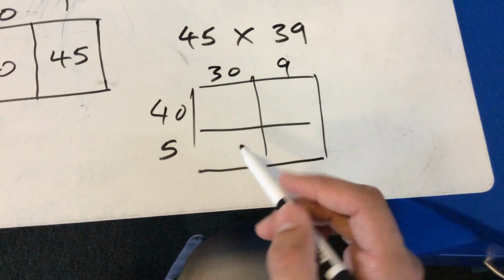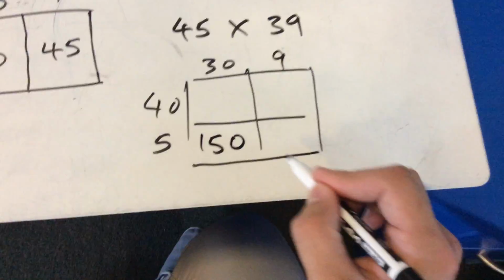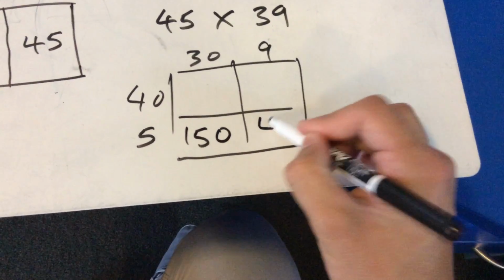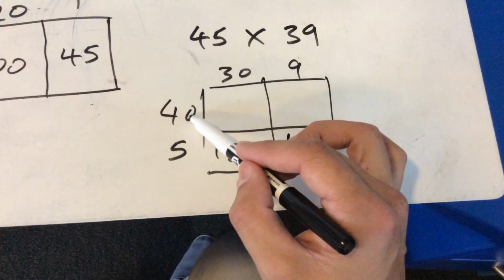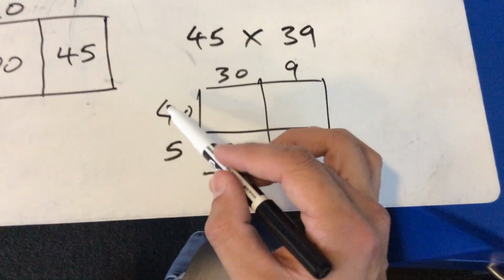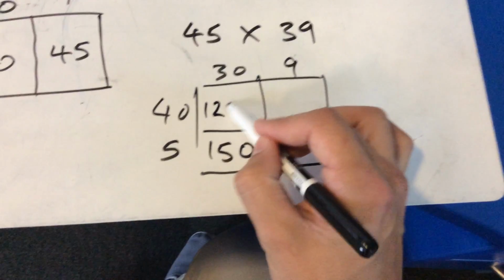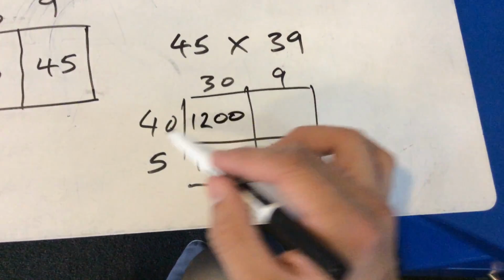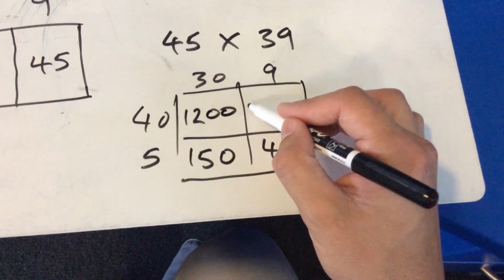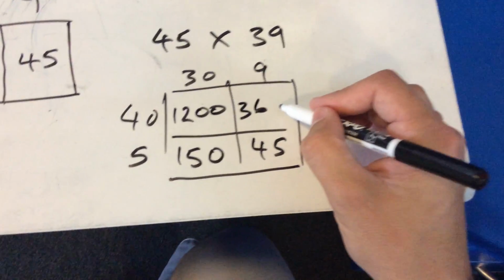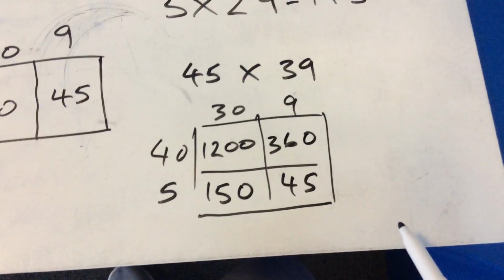So 5 times 3, we'll start down the bottom here, 5 times 3 we know is 15, times it by 10 to get 150. 5 times 9, we already know that one is 45. With these ones here we can times by 10 times by 10, so we go 4 times 3 to equal our 12, and then we times it by 10 times by 10 to get our 1200. And then 40 times 9, so 4 times 9 we know that is 36, times it by 10 to get our 360. Okay, so now we've got all the amounts in there.